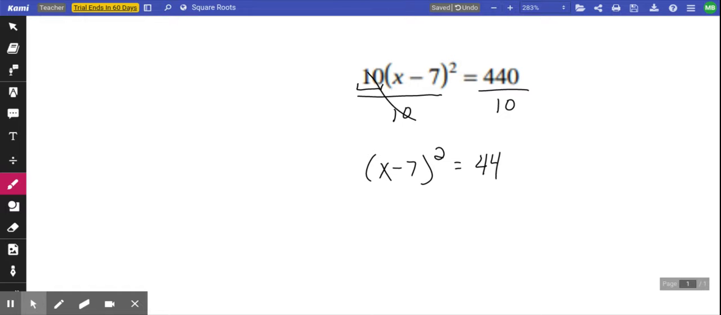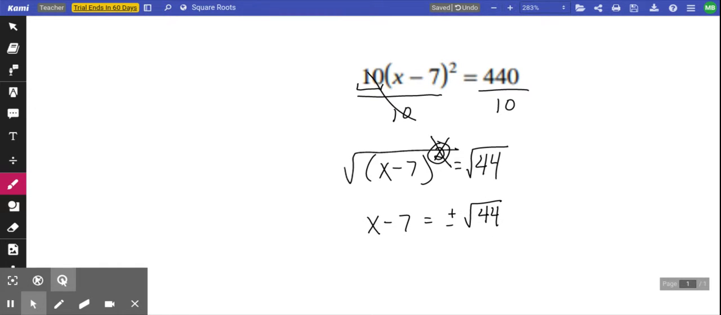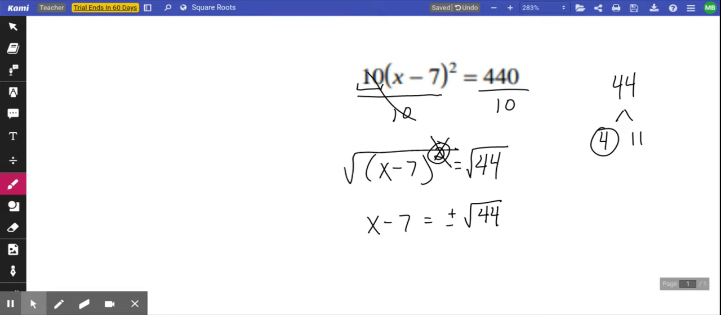Next, we need to take care of this square. The inverse of squaring is to take the square root. But if we take the square root of the left side, we have to take the square root of the right side. So now we have x minus 7 is equal to the positive and negative of the square root of 44. The square root of 44 can be simplified because 44 can be broken down into 4 times 11, and 4 is a perfect square.